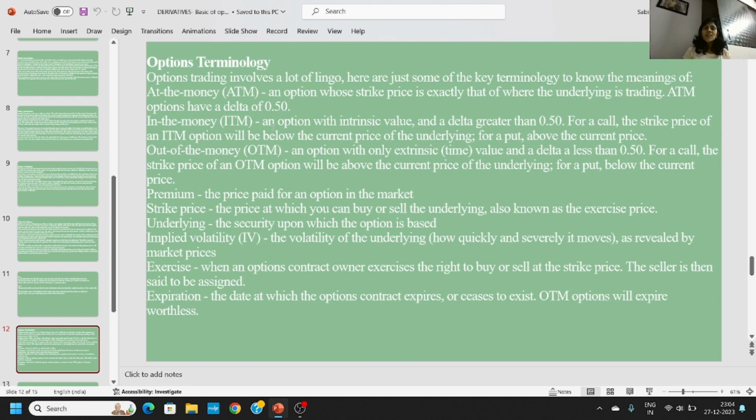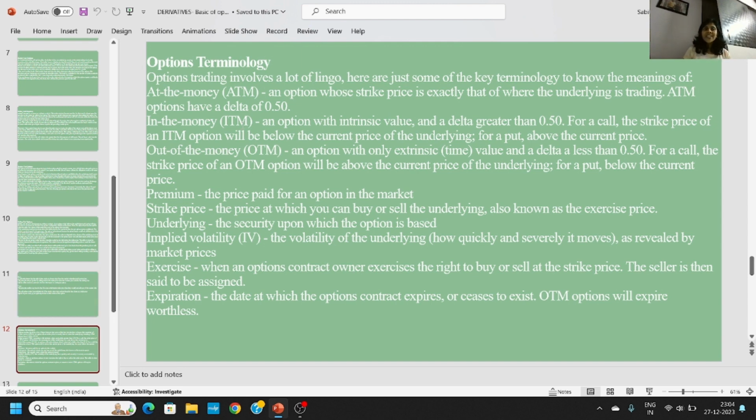Then in the money option is an option with intrinsic value, and the delta is greater than 0.5. For a call, the strike price of an ITM option will be below the current price of the underlying, and for a put, above. For example, if the market is at 21,620, then ATM is 21,620. But if I am buying 21,600, that means it is in the money.